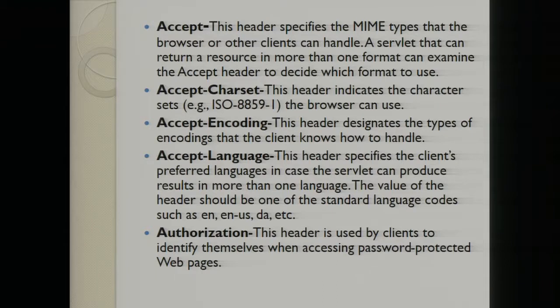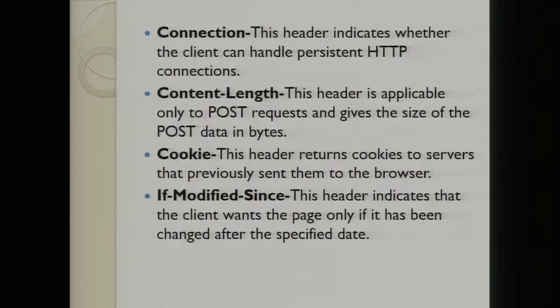Authorization is for password protected web pages. Then comes the connection. If you want the connection to be kept alive for a longer time, or whenever you want to access that particular connection, you can use the connection header. In HTTP 1.0, keep alive is used for the connection. Content length is for the POST method, which is used to send data; it tells how much data has been sent using the POST method, given in bytes, okay.